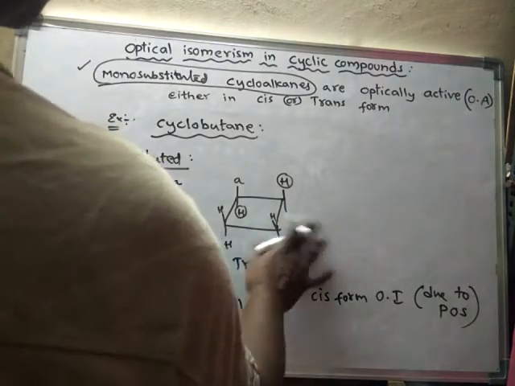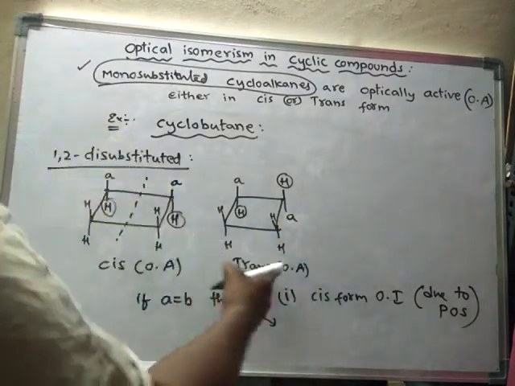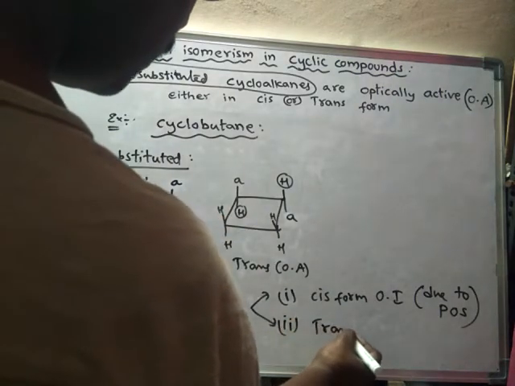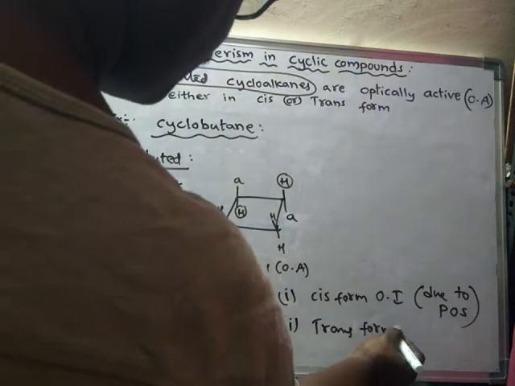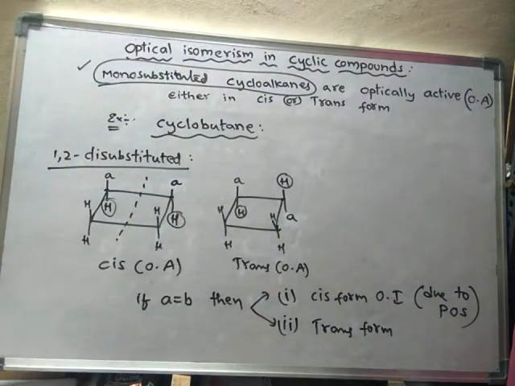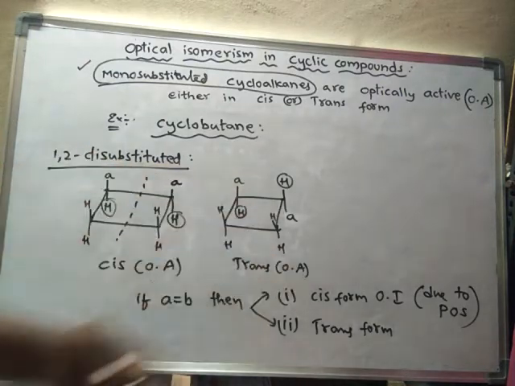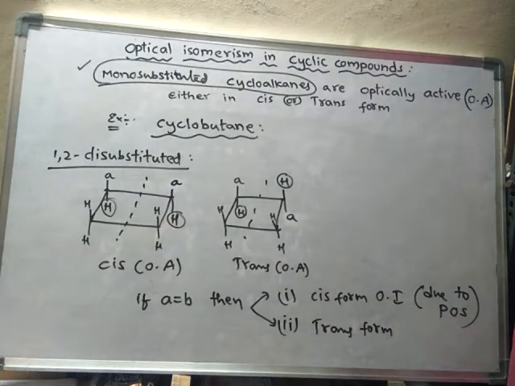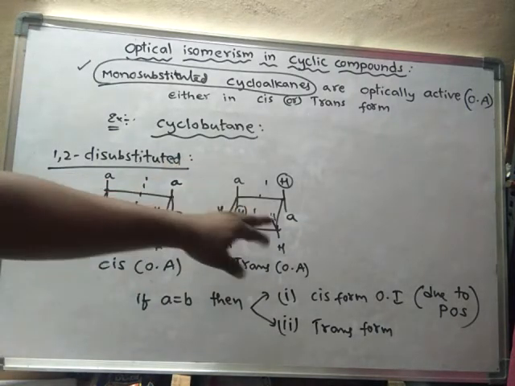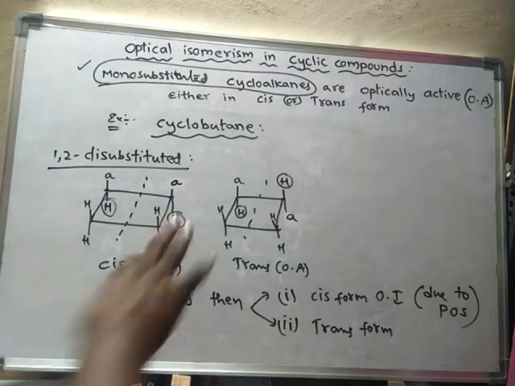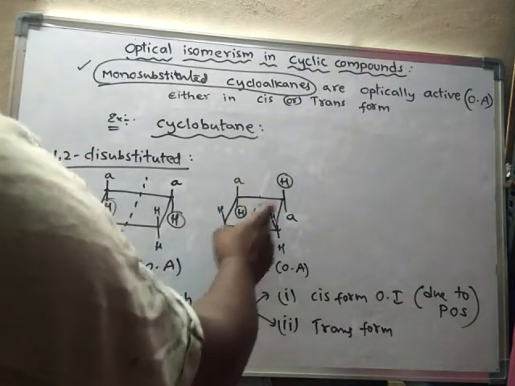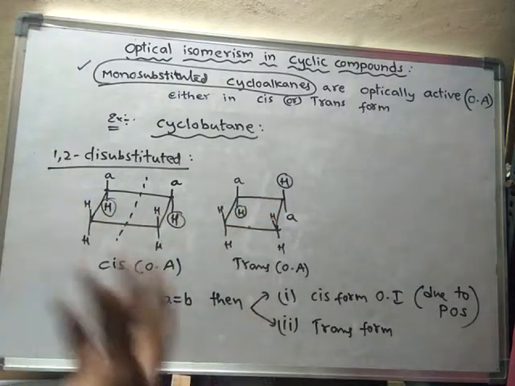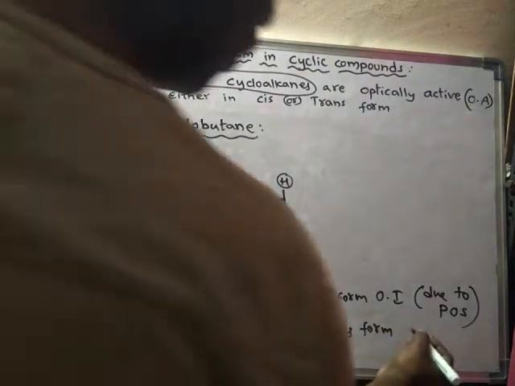Suppose A is equal to B for the trans form, then there is no plane of symmetry because this is above the plane and this is below the plane. If you cut this one, what happens? The two halves are not equal because one is above the plane and another one is below the plane. Hence, there is no plane of symmetry, no element of symmetry at all. Hence, it is optically active.